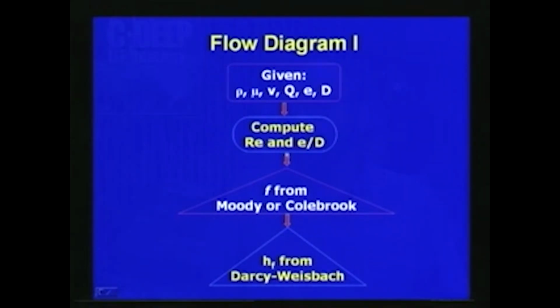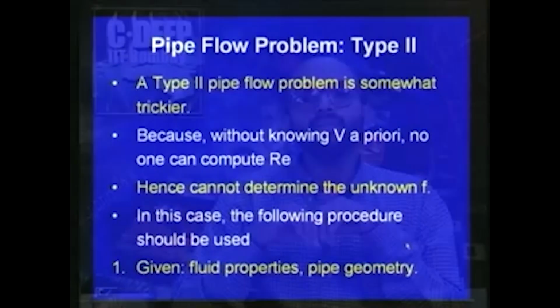So we can calculate the Reynolds number and e by D ratio from the given data, and then you can use the Moody's chart or the Colebrook equation to get the friction factor, and then we can get the head loss directly from the Darcy-Weisbach equation. So this is the type 1 problem. As you can see, it is straightforward with respect to the given data. We can use equations like the Colebrook equation, and then we can further use the Darcy-Weisbach equation.